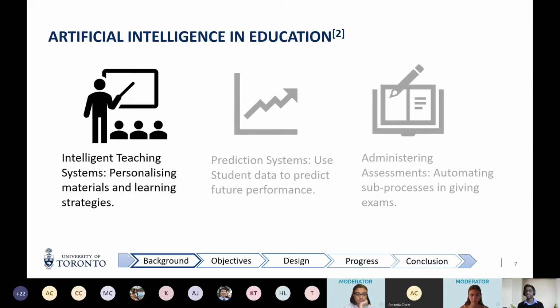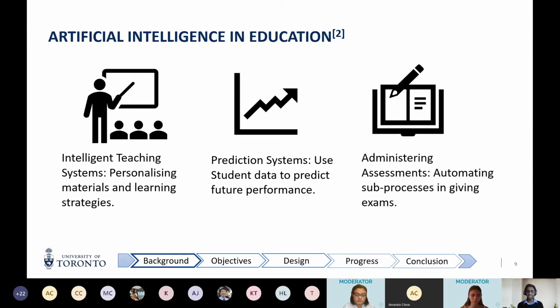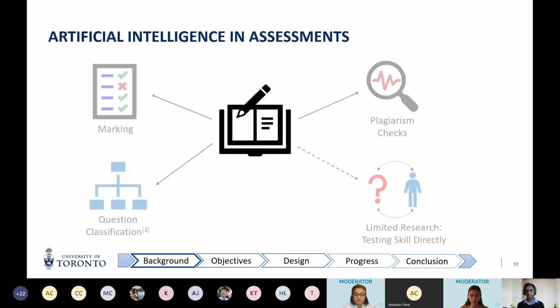in 3 specific areas. Starting with intelligent teaching systems, which focus on personalizing learning materials and learning strategies to students, in prediction systems, which use student data to predict their future performance and find at-risk students, and finally, in administering assessments, which involve automating sub-processes in order to give examinations.